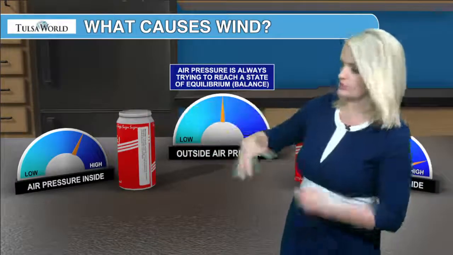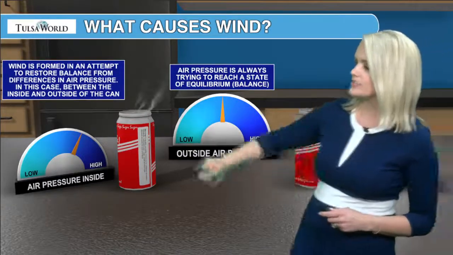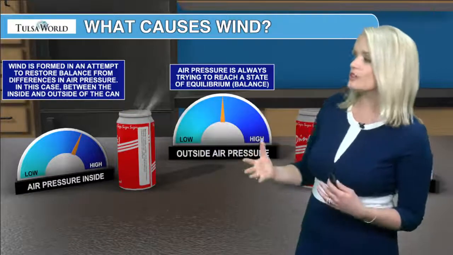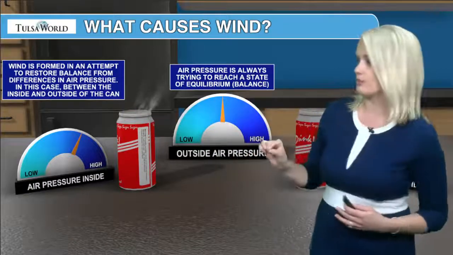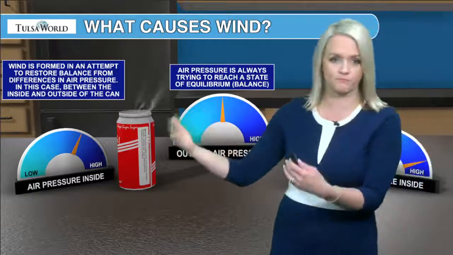Now, if you have a soda can, the air pressure inside of that can is always going to be higher than the surrounding air pressure, so outside of the can. So when you go to open up the can, you get a gush, a fizz, like we typically call it. What's happening there is that wind, on a very small scale, is formed. It's an attempt to restore the balance from the differences in the air pressure, in this case between the inside and the outside of the can.